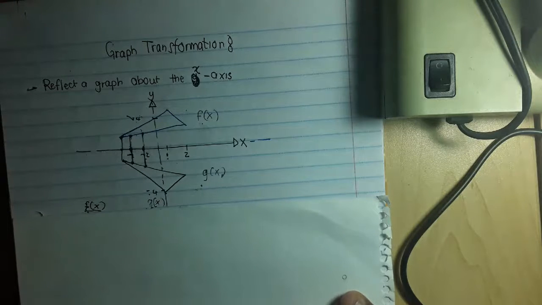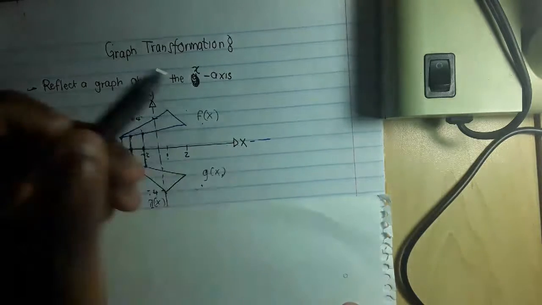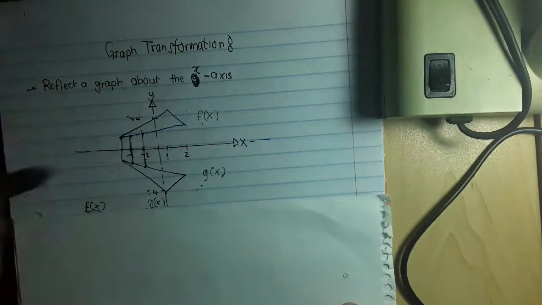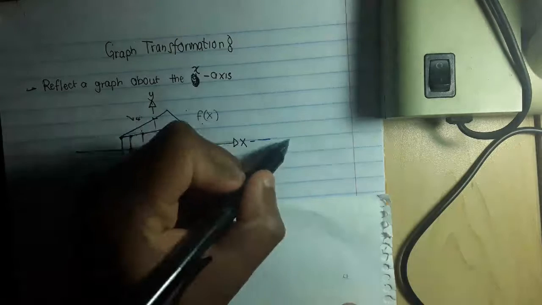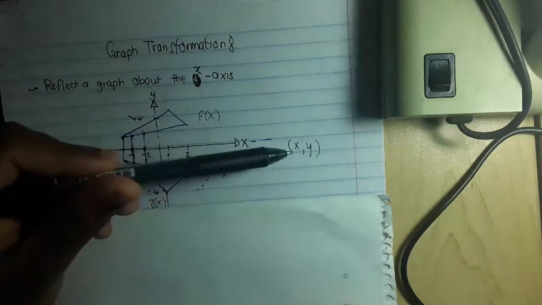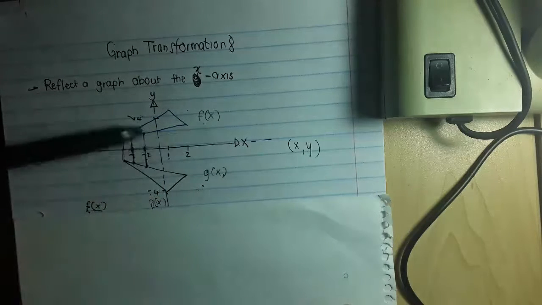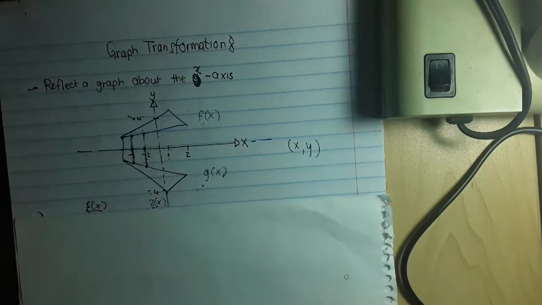So now we want to determine what the effect on the coordinates is. What is the effect of reflecting a graph about the x-axis? Let's first analyze what happens to the x value, because remember that in a two-dimensional axis, we have only coordinates x and y. So we want to determine the effect on x and the effect on y when we reflect a graph about the x-axis.